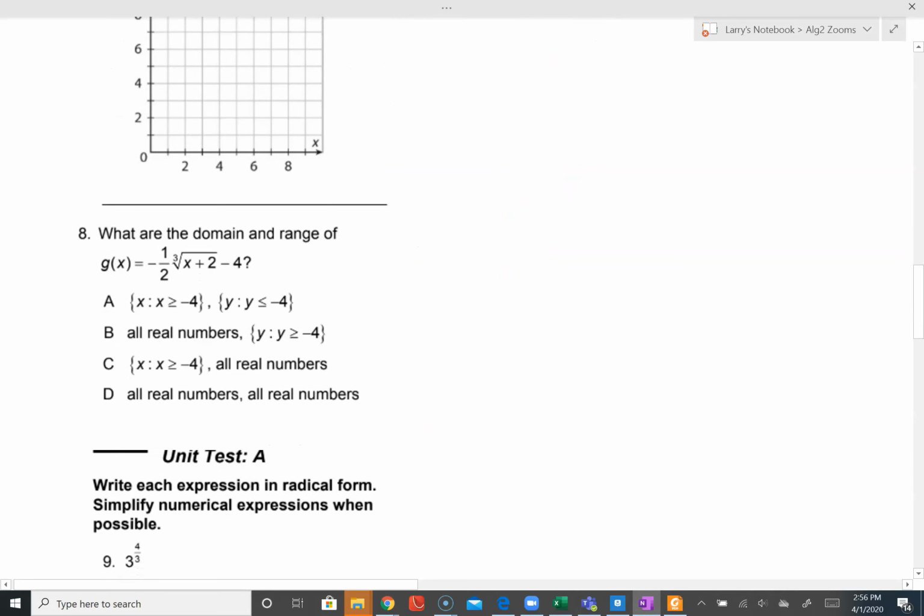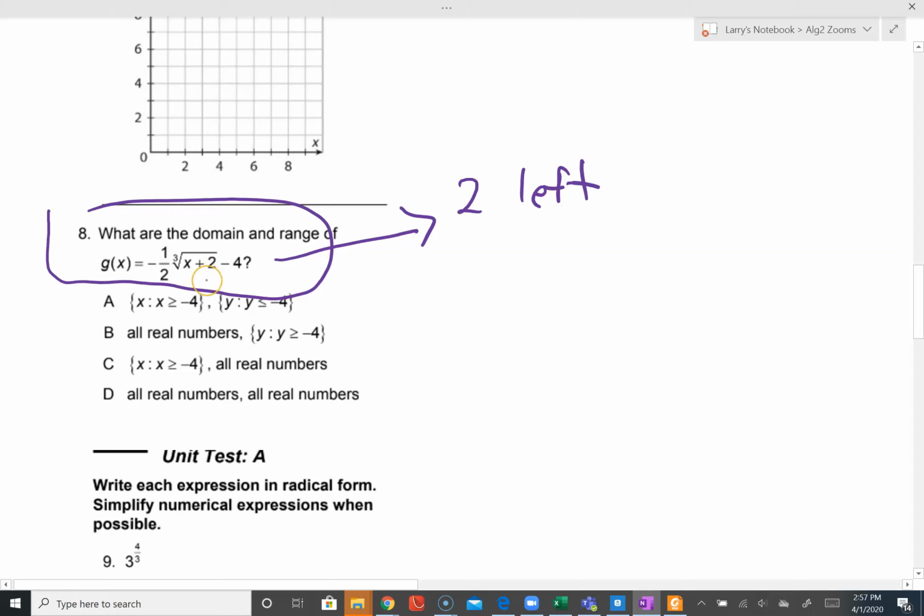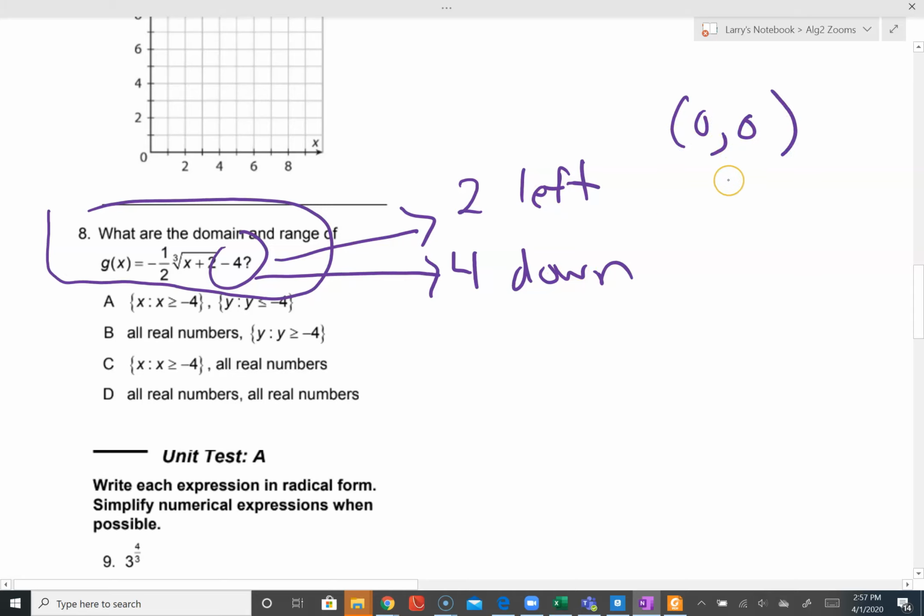Number 8, what are the domain and range of g of x is equal to -1/2 the cube root of x plus 2 minus 4? Well, first thing observe are the transformation. This is going to be 2 to the left because of that plus 2. This minus 4 will shift it 4 down. So our starting point originally is 0, 0. The 2 to the left and 4 down will send us to -2, -4.